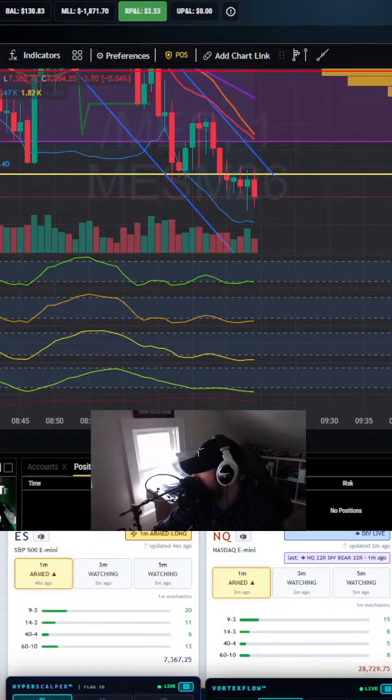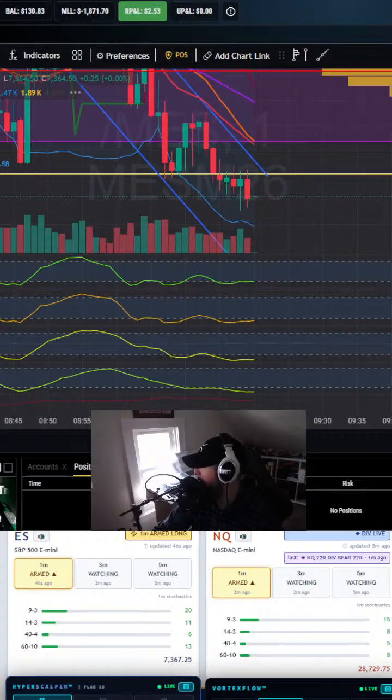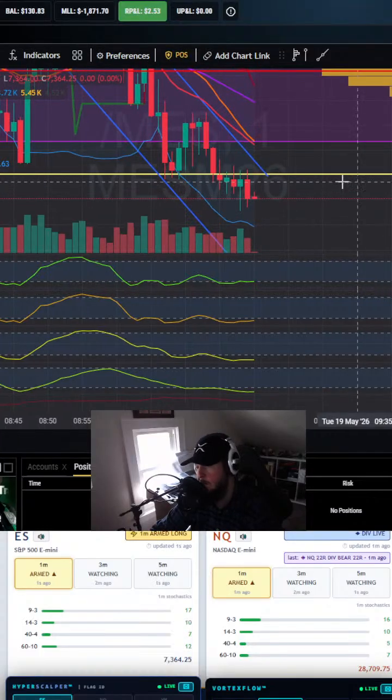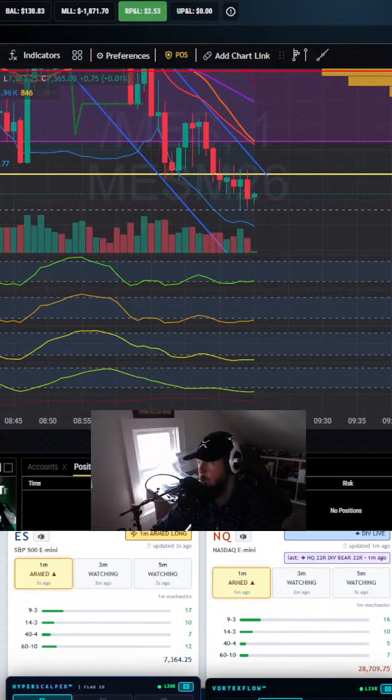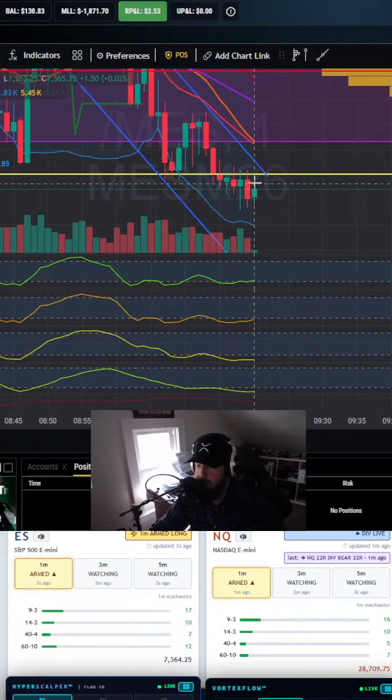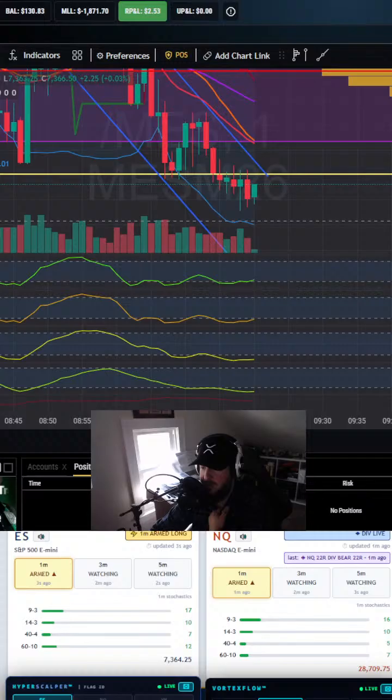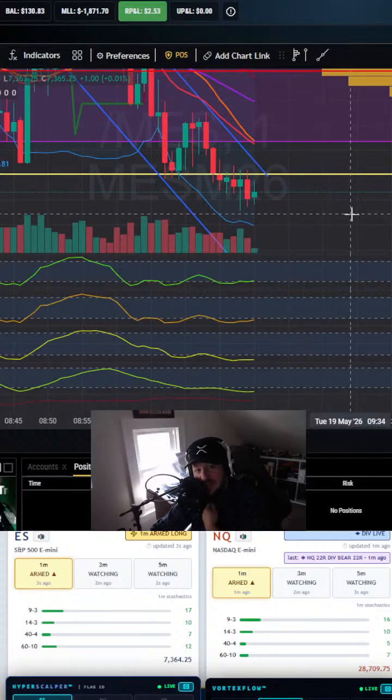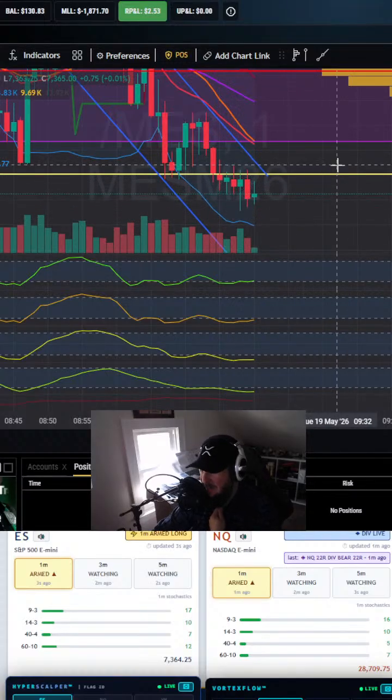Checking some news here really quick, seeing if there's anything. ES, 1 minute, quad rotation system armed for buy. I know we're armed for a buy, but this green candle has to close above this red candle. Can't do anything until that point.